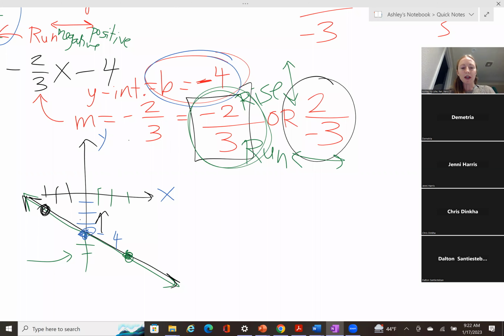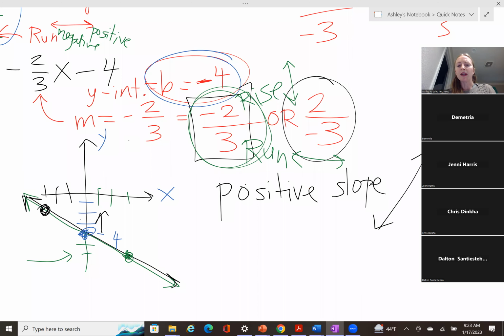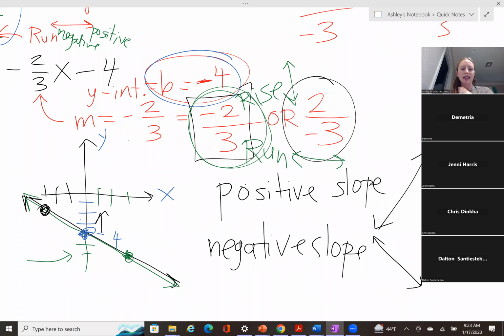The one thing I guess to point out here is that if you have a positive slope, like, it's just a positive number, like in the first example we did, it was +3, then it'll be sloping upward from left to right, if that makes sense. If I'm looking at this line from left to right, it's going up as I go. But if it was a negative number, like in this one, -2/3, negative slope, and it would be going down from left to right, like that. Does that make sense?